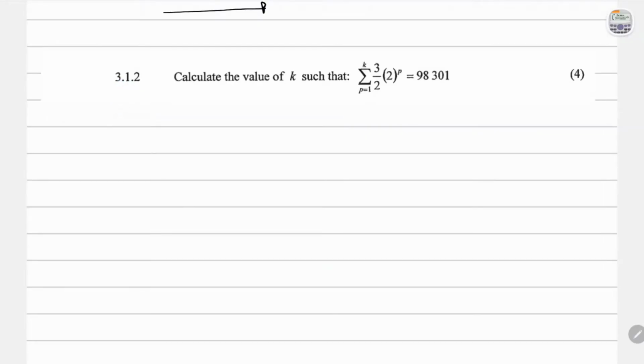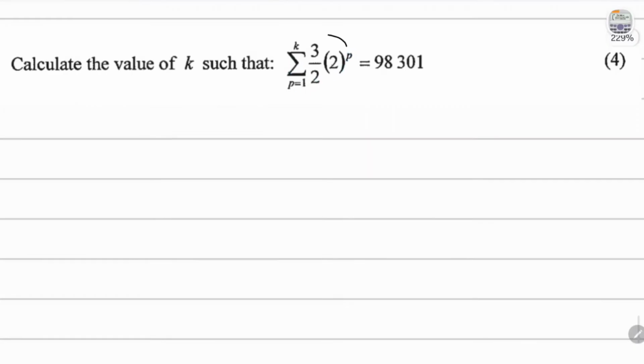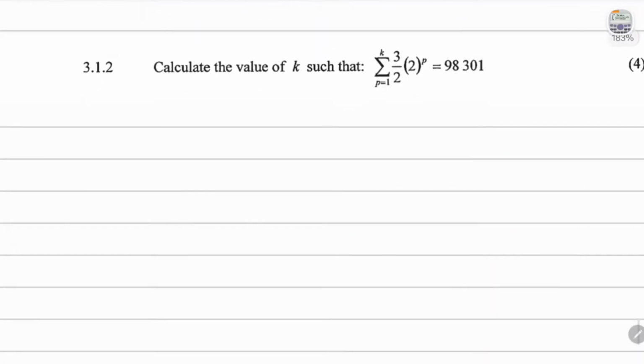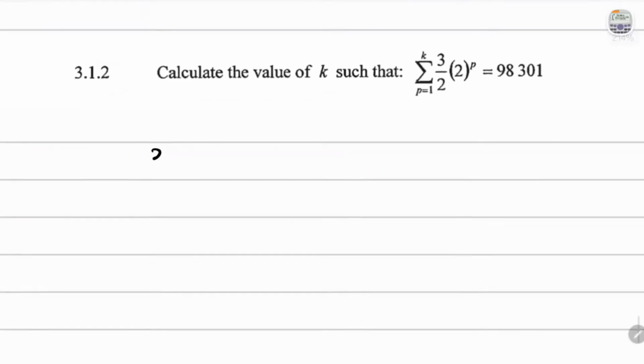Question 3.1.2 says, calculate the value of k such that the sum of this series with this general term, starting from p equals 1, ending at k, is equal to 98,301. Okay, so it's just the sum of the series. We can go ahead and expand it. So you're going to take this 3 over 2, multiply by 2 raised to the power of p, and in place of p, we'll substitute starting at 1 and then 2 and 3. So let's just get the first 3 terms of the series.